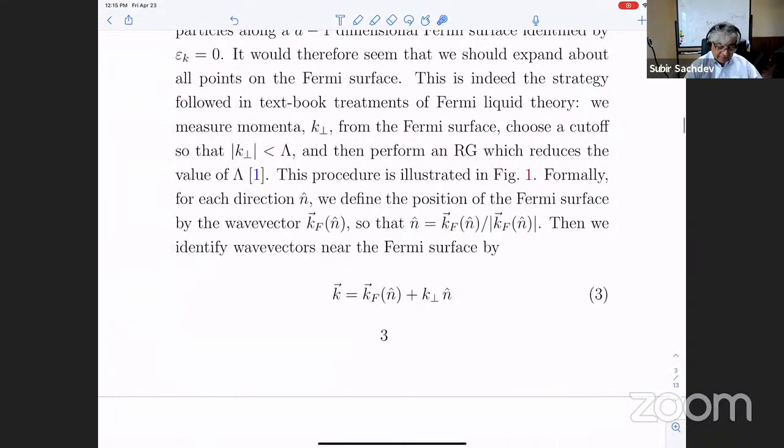Okay, so we take the direction n hat, and then there's a point of the Fermi surface, which we call kf vector. And n hat is, of course, the direction of kf vector because it points in the same direction.